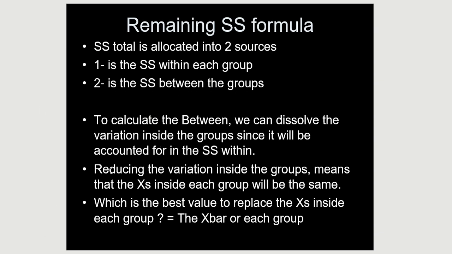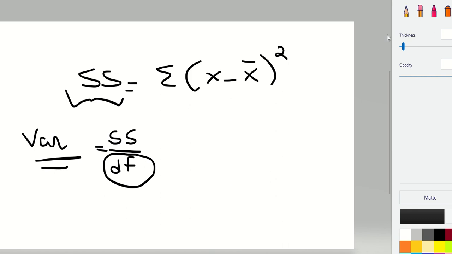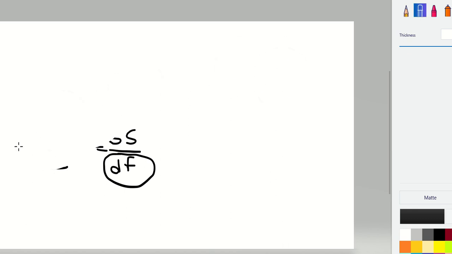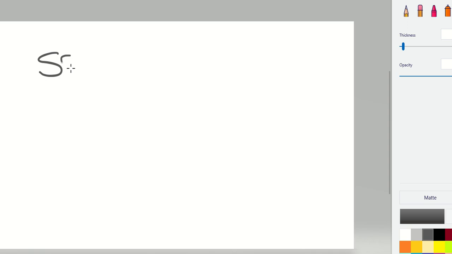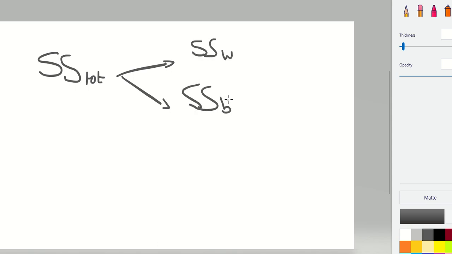Okay, so let me explain a little bit here what this is. I'm going over how you can calculate the sum of square for every one of them. So far what we have is the sum of square total. That sum of square total is split into sum of square within and sum of square between. I just want to make sure that you know how to calculate every sum of square. So sum of square total, how can I calculate it?